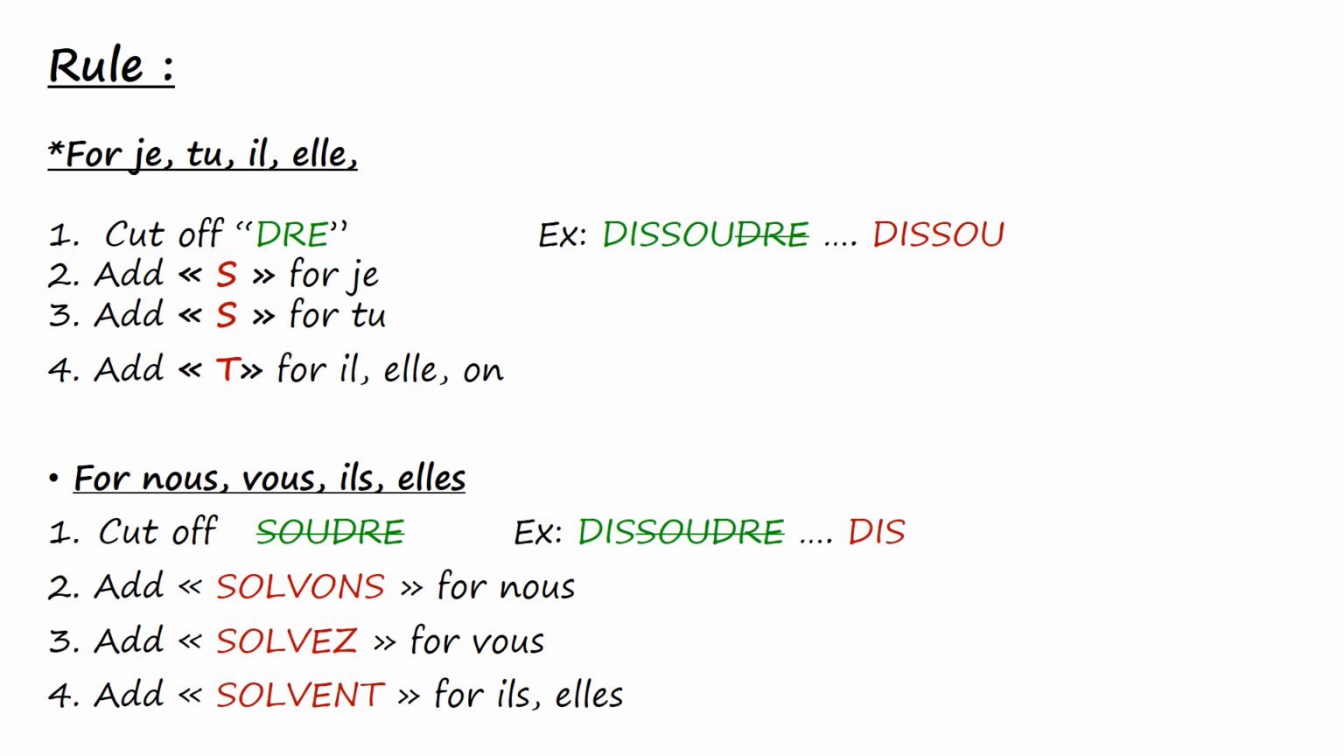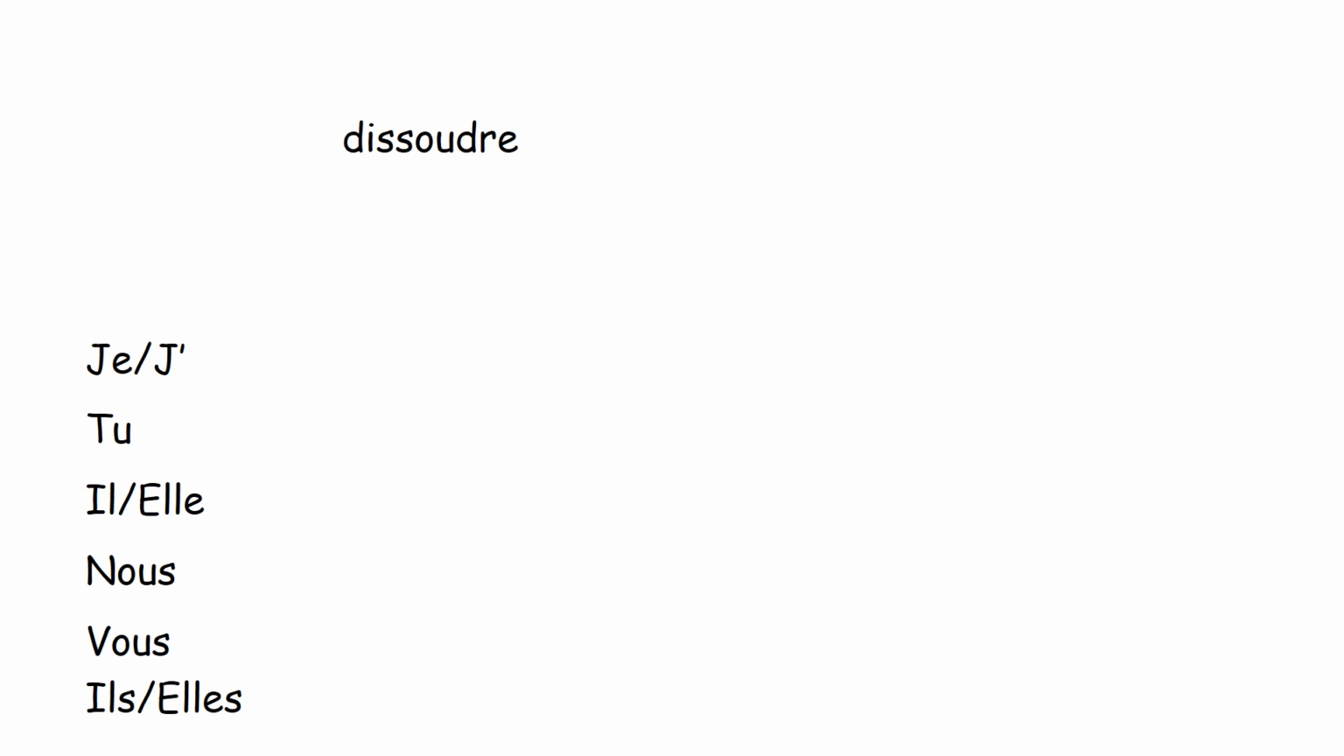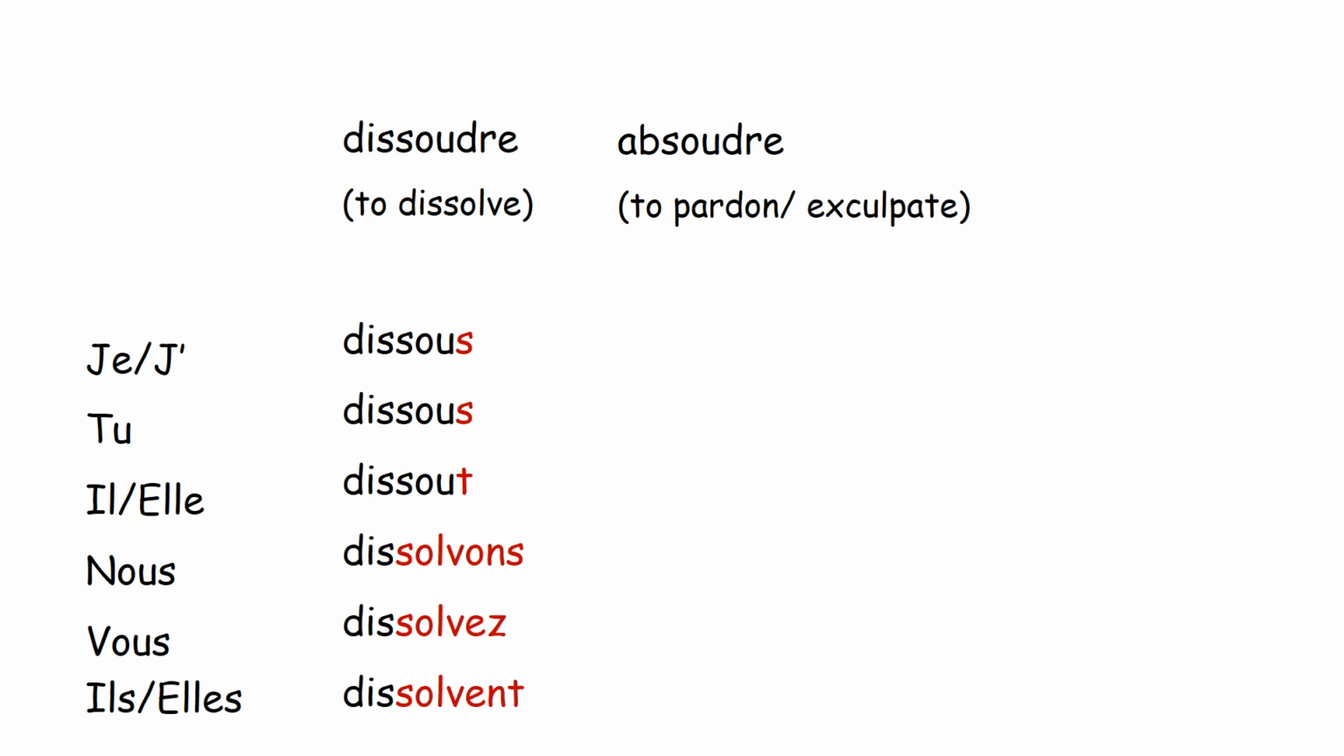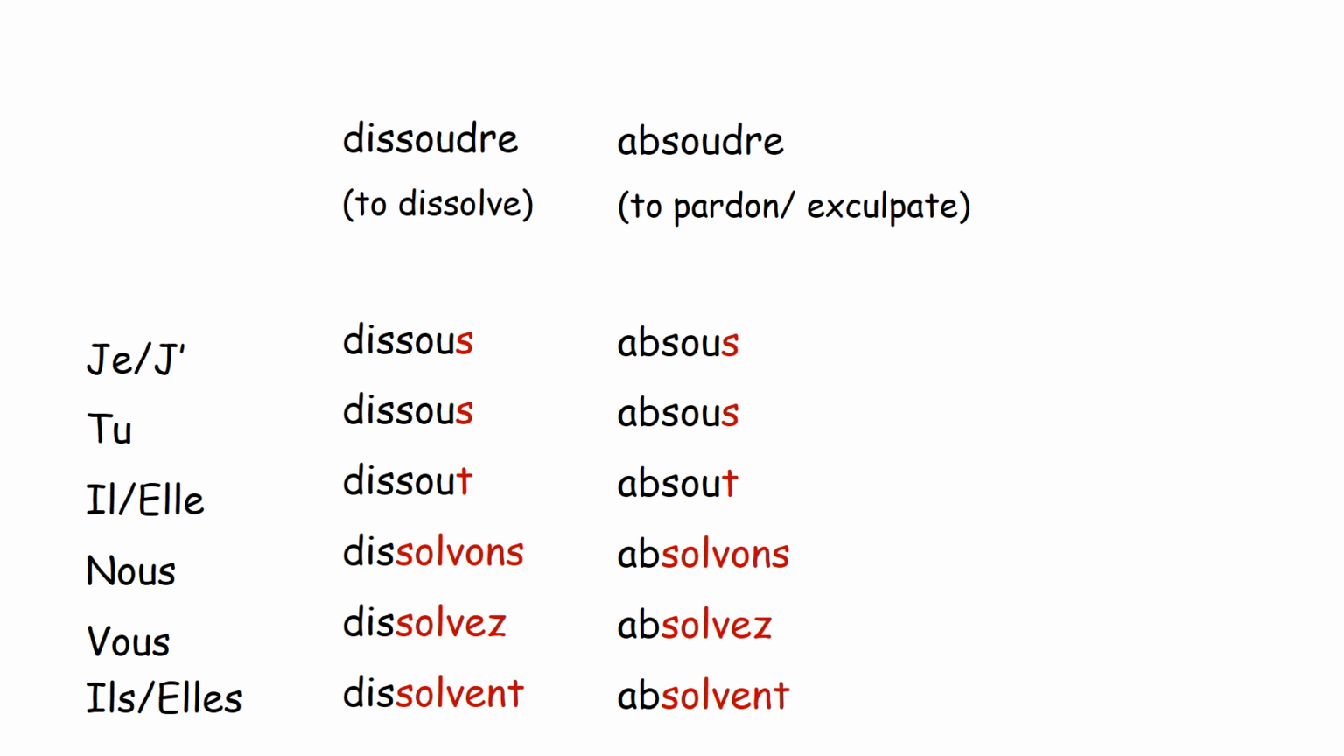So let's see an example. We have the verb dissoudre. So we conjugate: je dissous, tu dissous, il or elle dissout, nous dissolvons, vous dissolvez, ils or elles dissolvent. We have the double S in the nous and vous forms. Why? Because the radical was D-I-S. The next one, we don't have the double S in the infinitive form, so be very careful here. We will say j'absous, tu absous, il or elle absout, nous absolvons, vous absolvez, ils or elles absolvent. We don't have the double S, okay?